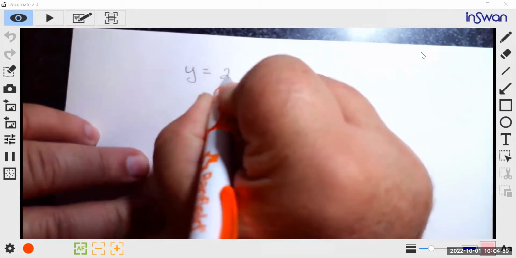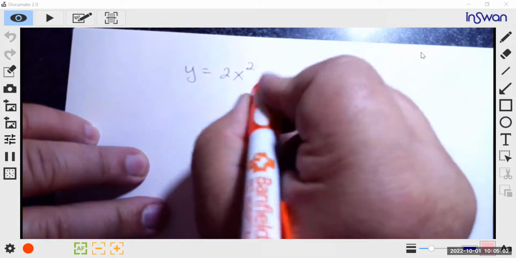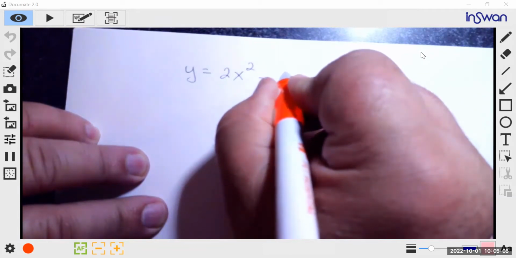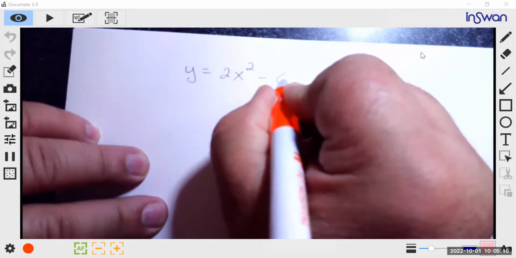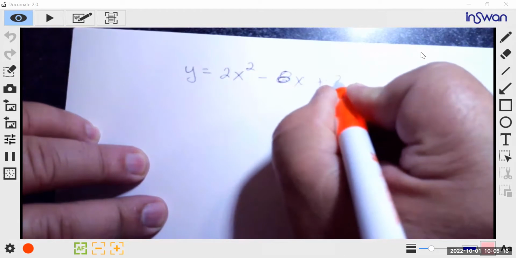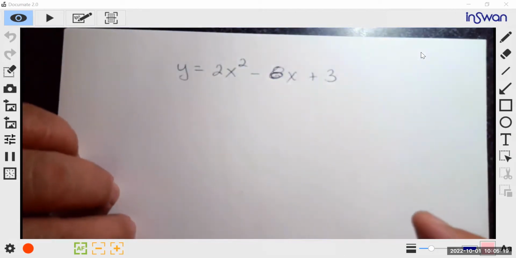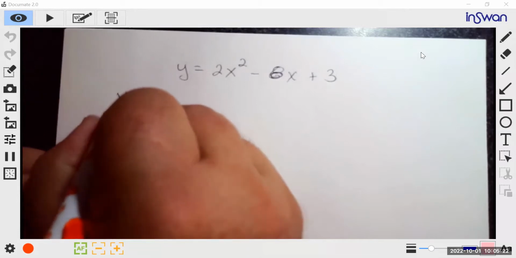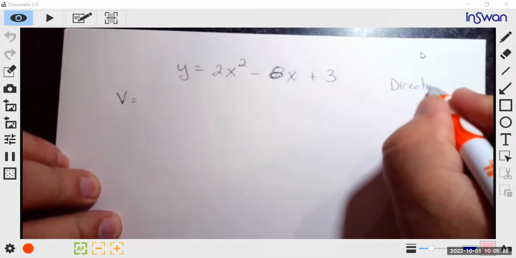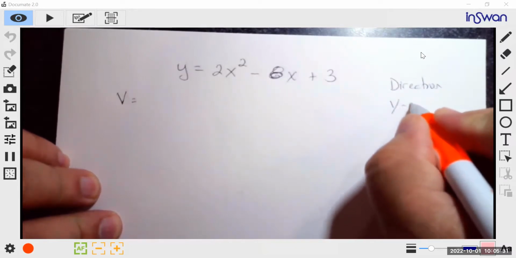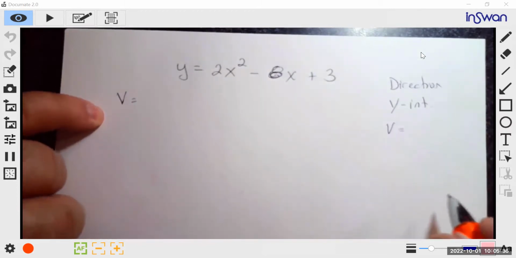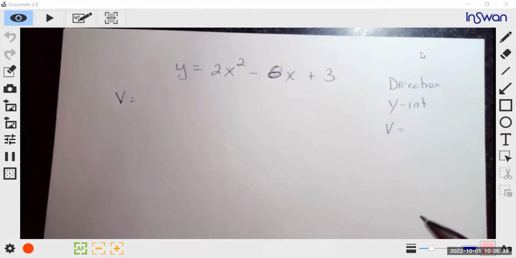y equals 2x squared minus 8x plus 3. Find the vertex. Then tell me the direction. Tell me the y-intercept. And the vertex. Next time we're going to do the x-intercepts and everything else.